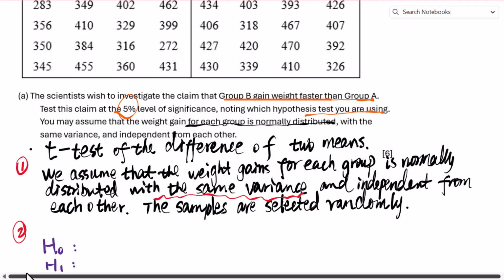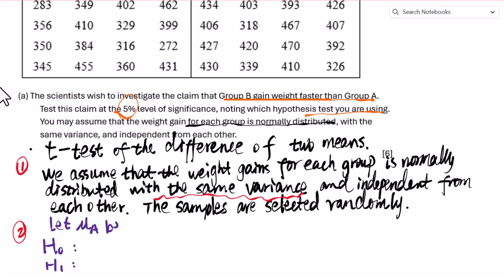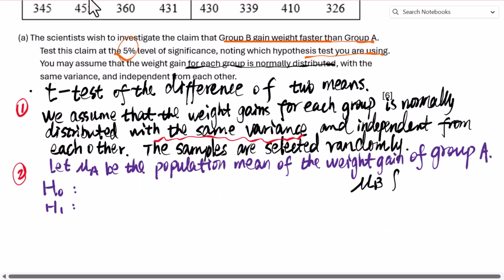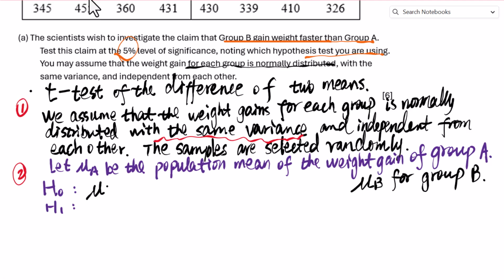Before we write down H0, H1, we need to define the variables. Let mu A be the population mean of the weight gain of group A, mu B for group B. H0 will be mu A equals mu B. H1, group B gain weight faster than group A, so mu A less than mu B.